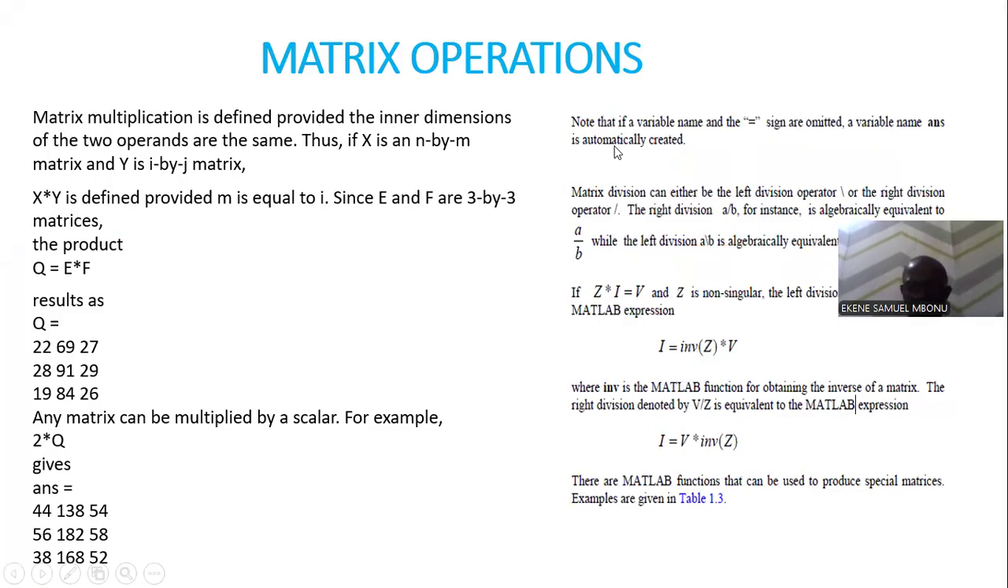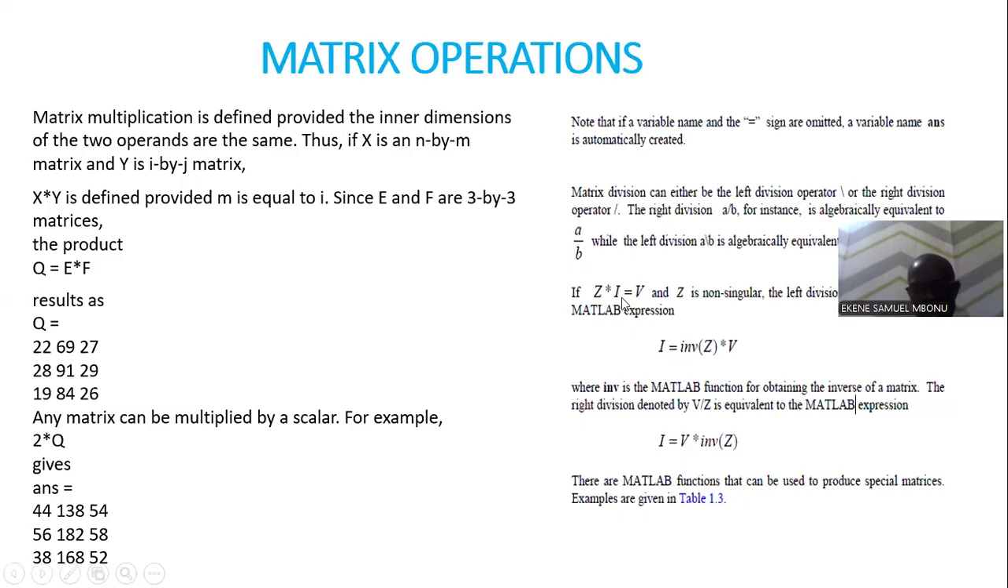Matrix division can either be the left division operator, that is backward slash, or the right division operator, forward slash. We are used to forward slash. The right division A/B, for instance, is algebraically equivalent to A over B, while the left division A\B is algebraically equivalent to B over A.